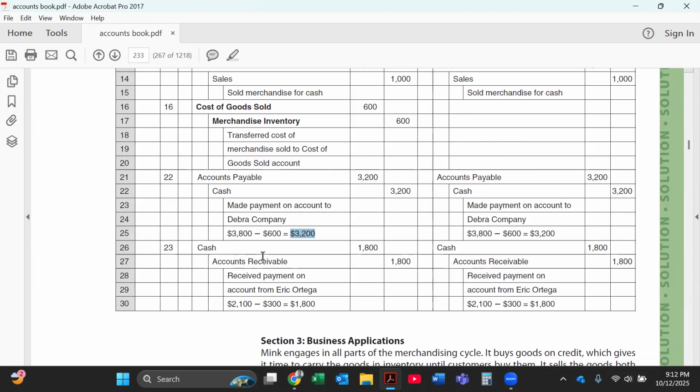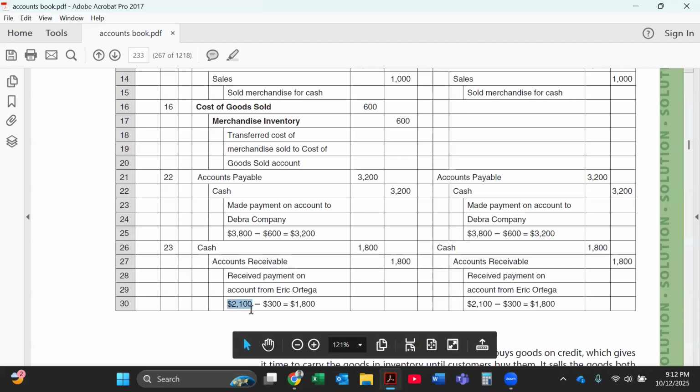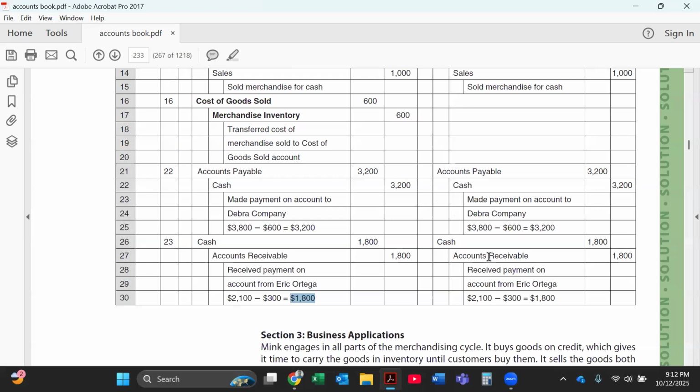On the same point, when we have now a sale where there's a return, we have cash that will be debited for cash received. Accounts receivable is received, so we can take it off with a credit as well. Initially, we sold $2,100 worth of goods. They returned 300, so it's really only 1,800 that we have to collect and that we will collect on. Okay, and so whether it's periodic or perpetual, that does remain the same.